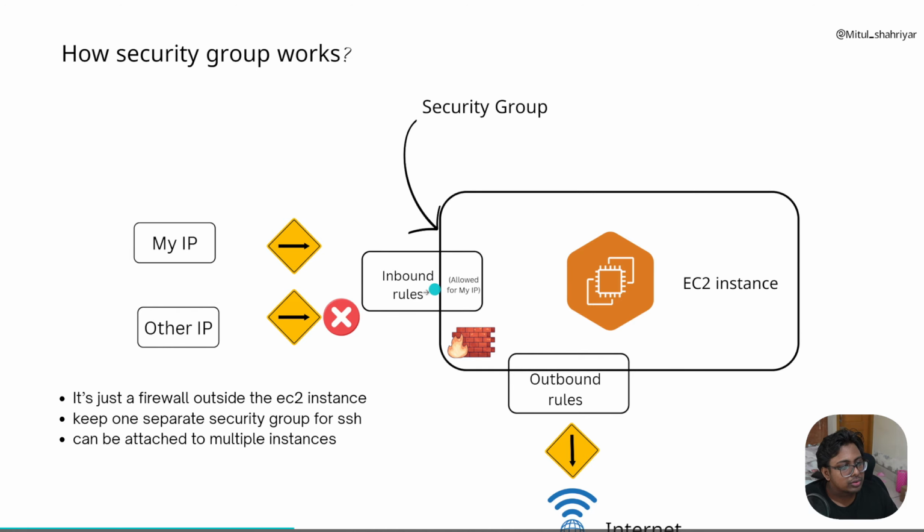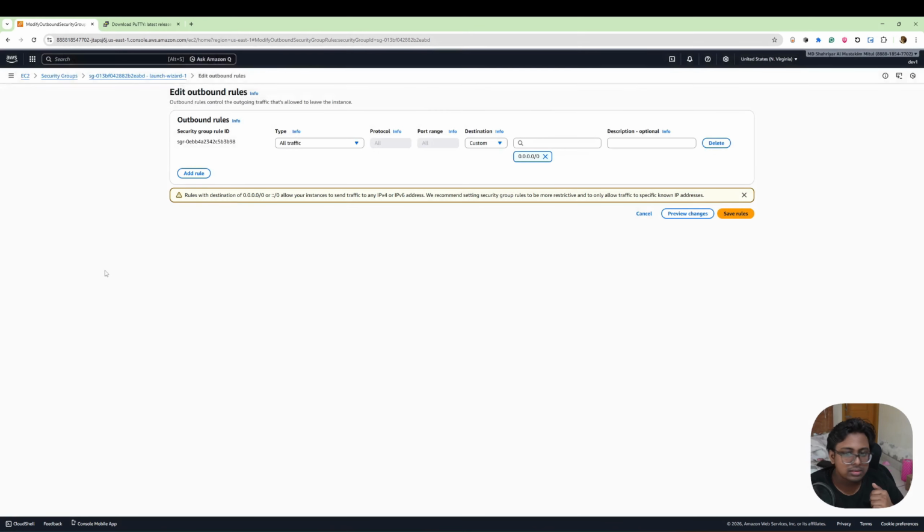But for the inbound rules, we have specified that only my IP can contact this EC2 instance, maybe using SSH or HTTP. You can specify that. So if only my IP is allowed, then any other IP address that wants to contact it will be rejected, and that's what we have shown.